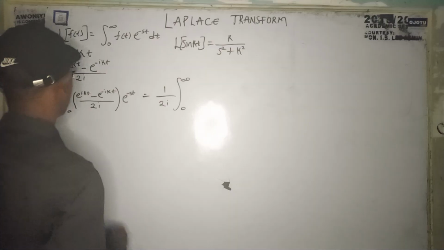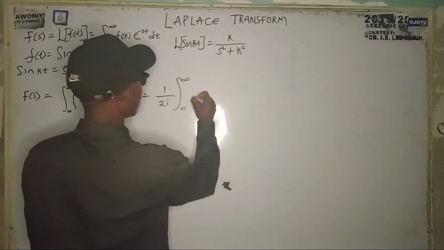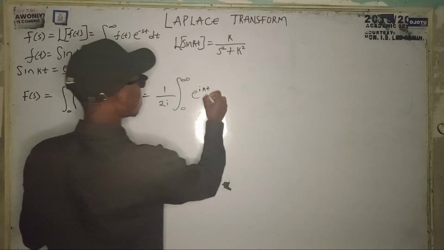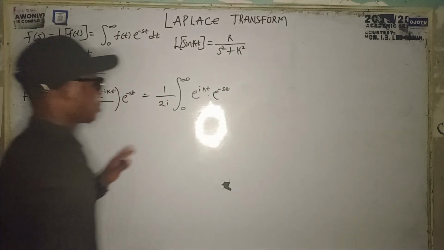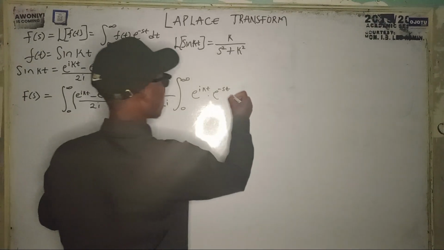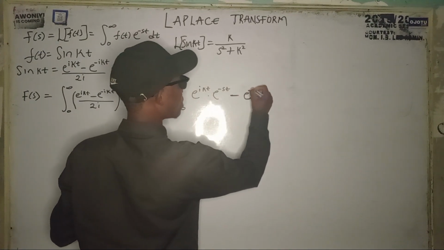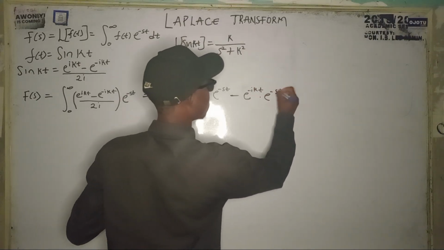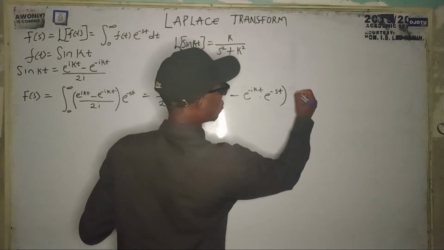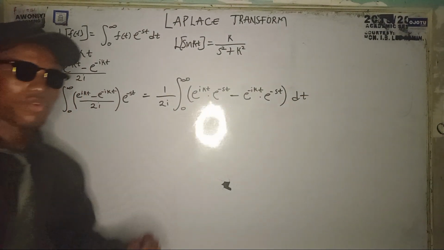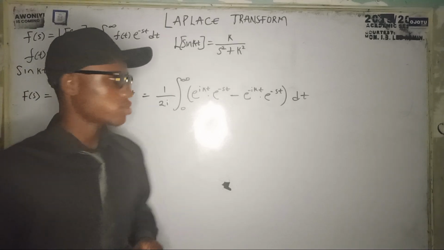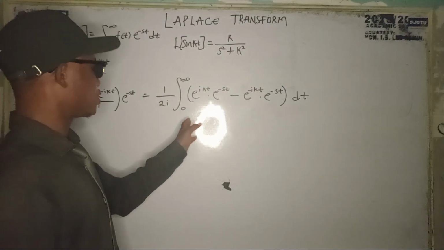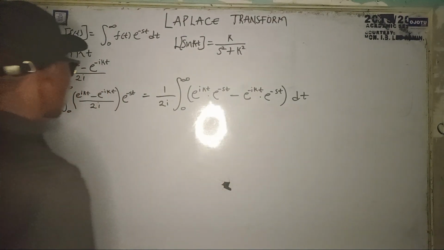from 0 to infinity. If we expand this, we will have e raised to the power i kt times e raised to the power minus st, and also minus e raised to the power minus i kt times e raised to the power minus st, all in brackets. Then we put our dt. By this form, for those of us that are very good at integrals, you can see that this is a much easier way. We can decide to split the integral, or we can continue this way. So let's continue this way.